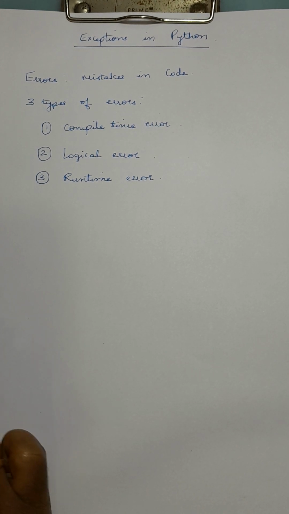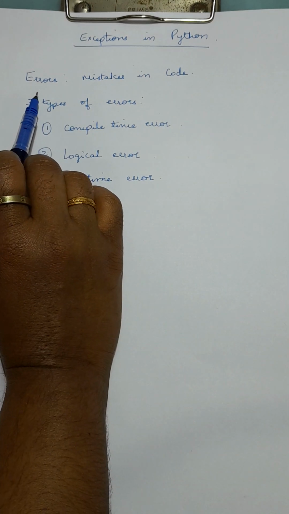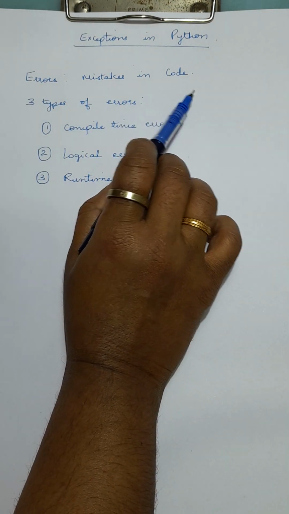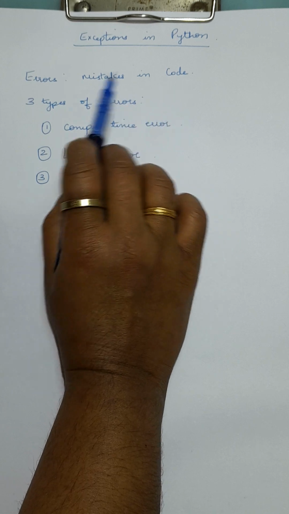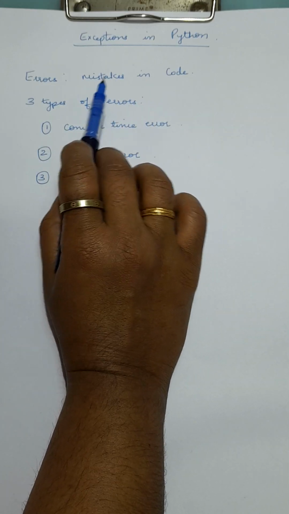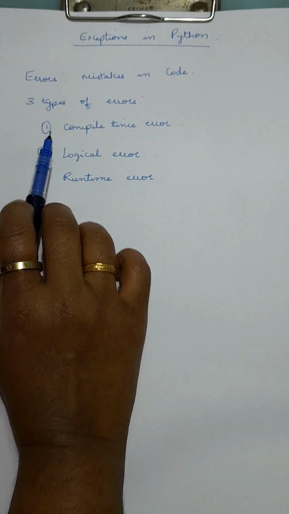So today's concept is going to be on exceptions in Python, which means we are going to learn about errors and how to handle errors in Python. So coming to errors, what exactly is an error? Any mistake that is done in the code when a developer writes the code is called an error. Okay, now there are three types of errors.